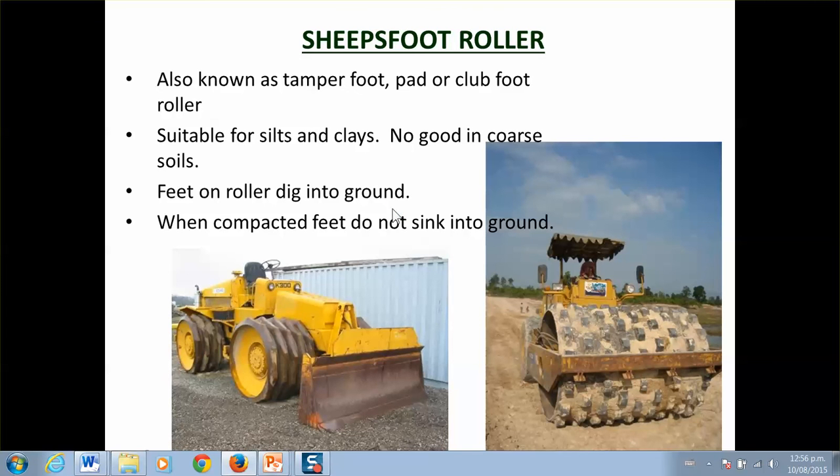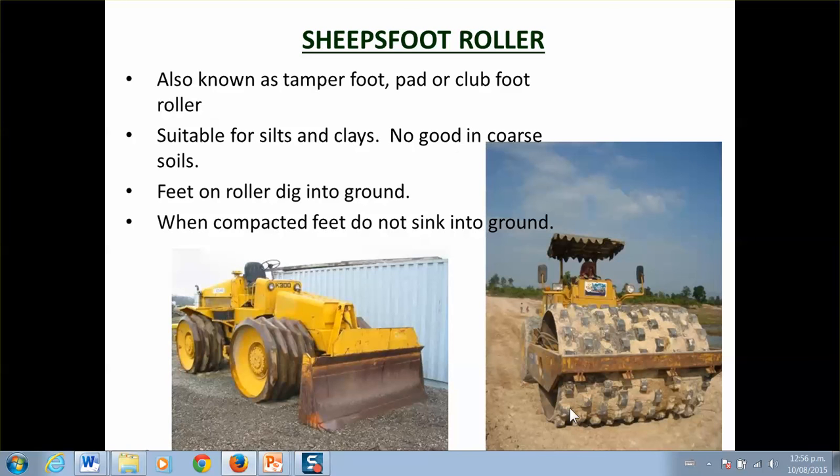So this next one is a sheep's foot roller, and it's good for silts and clays. What happens here is it provides the weight to compress the soil, but it also provides a kneading action. These little feet here, when they go into the ground, they knead the clay together, so they provide lateral compaction as well as vertical compaction. Not very good for coarse soils.